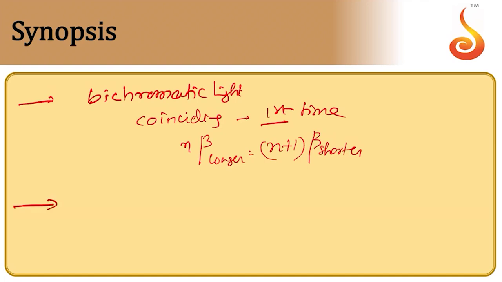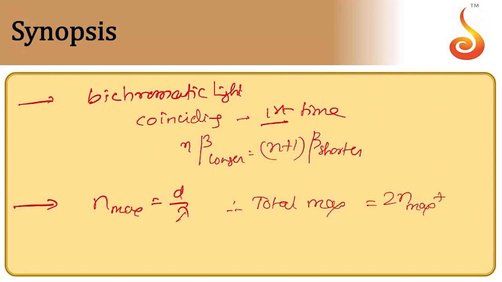Sometimes in the questions, the maximum number of maxima or say minima are asked. Here maximum number of maxima means maximum number of bright fringes, or say dark fringes are asked in the question. So use the fact that value of sin theta or cos theta can't be greater than 1. For example, n max is d by lambda. So total number of maxima corresponds to 2 into n max plus 1. Very simple idea.